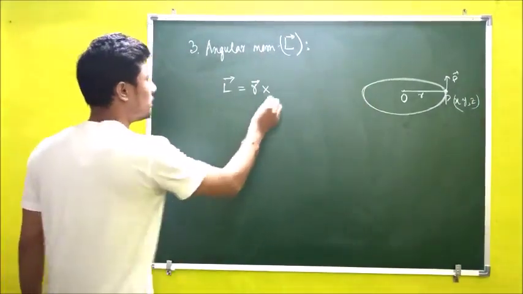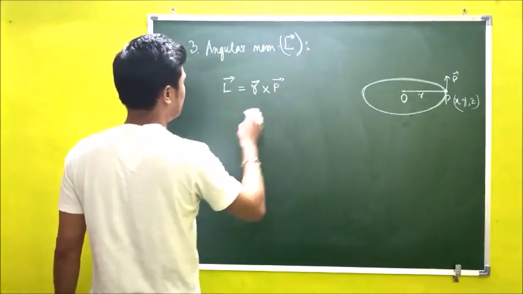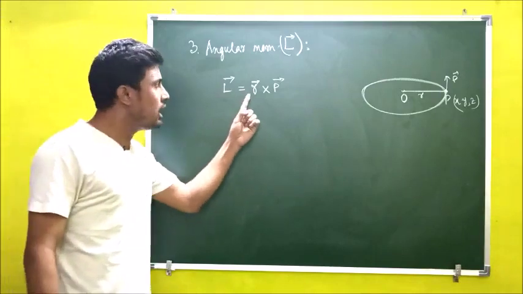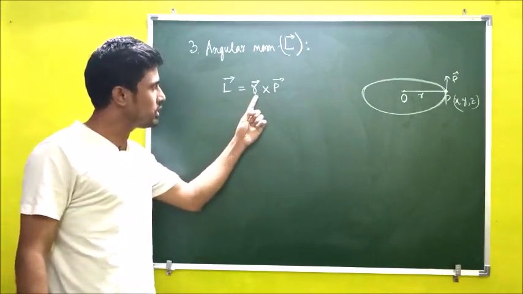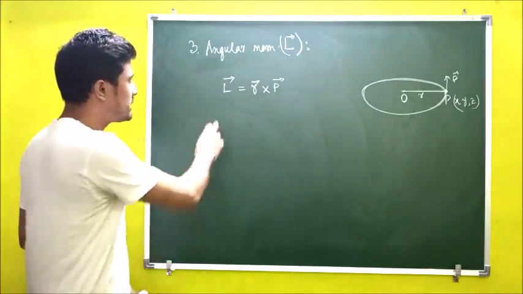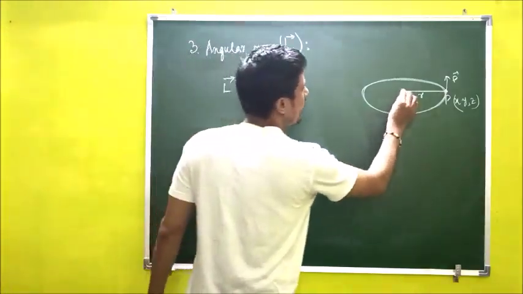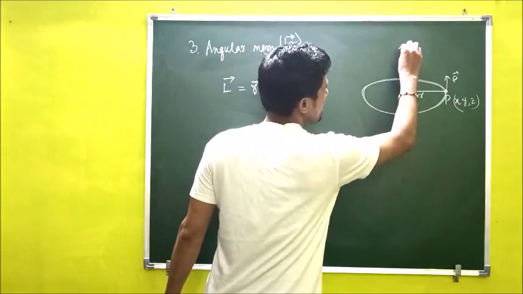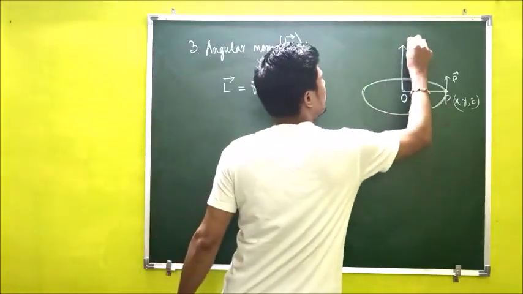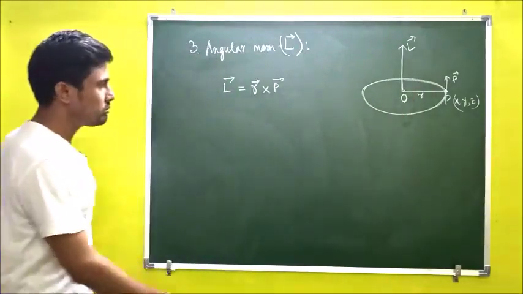This is the angular momentum. The angular momentum of a particle is the vector product of the position vector and the linear momentum of that particle, and its direction is perpendicular to the plane of rotation. This is the direction of angular momentum.